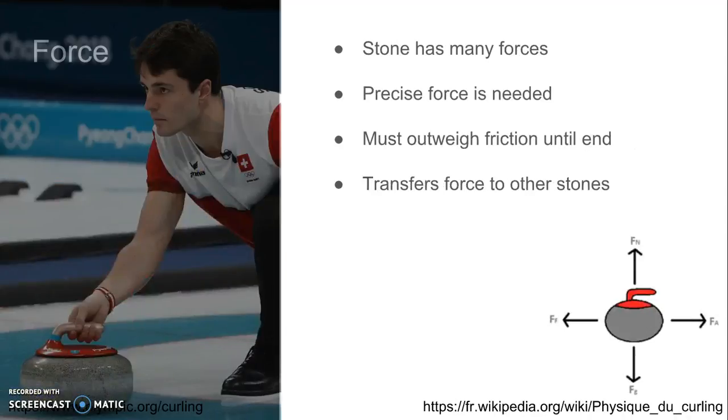The stone has many forces itself, as you can see in the picture. It has gravity weighing it down, it has the ice weight pushing it up, it has the force of acceleration moving it forward, and the force of friction moving it backward. This is why precise force is needed by the thrower to make sure that it can handle the friction and outweigh it until it gets to the very end in the circle. Also, when a stone collides with another stone, it transfers its force to the other stone, which causes that stone to move.